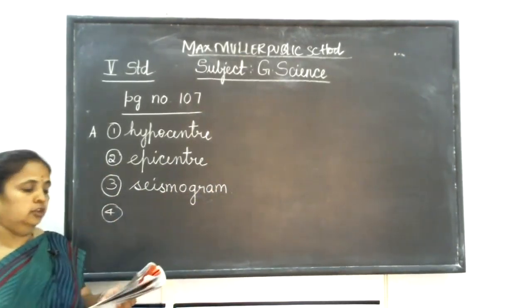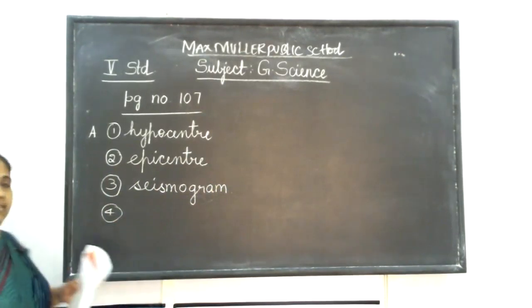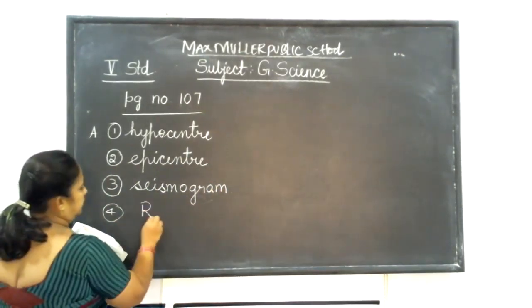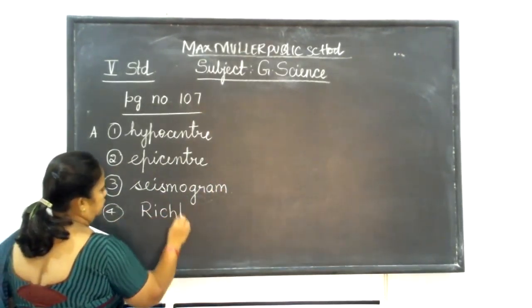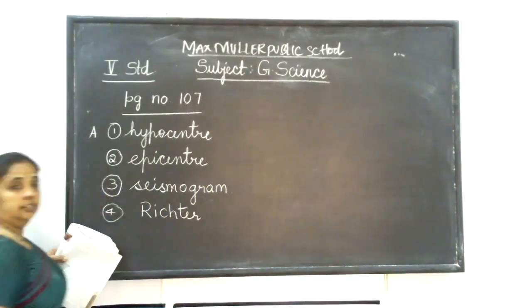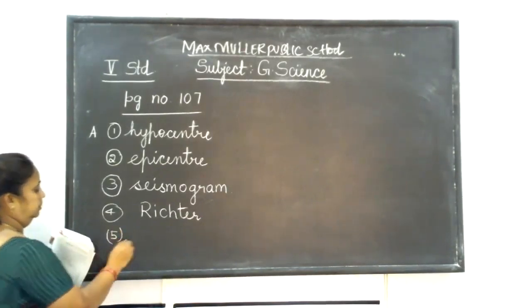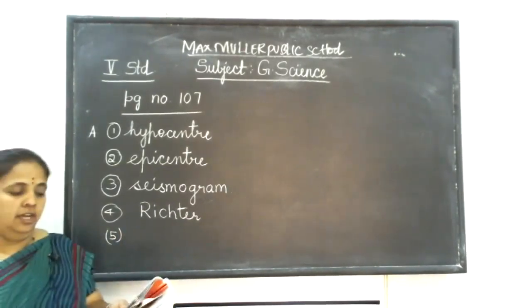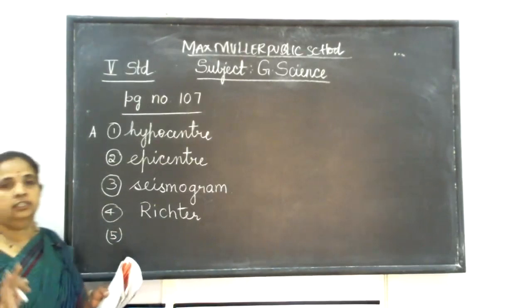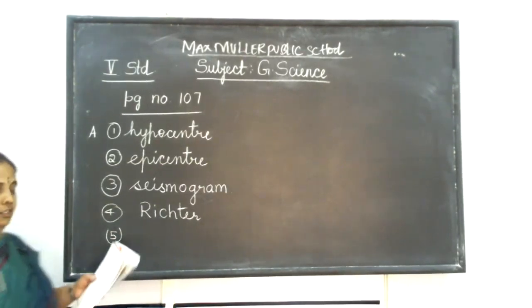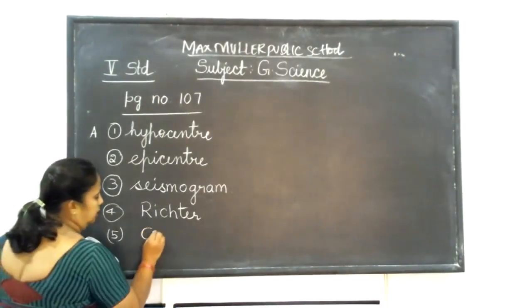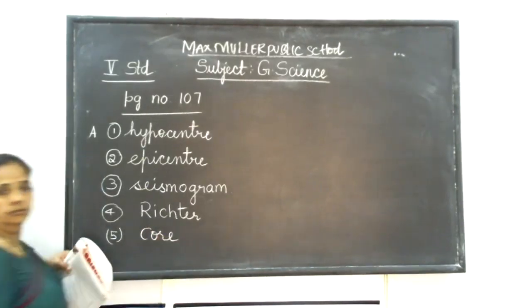Fourth, the strength of an earthquake is measured by a large scale. Richter scale. Last one: the innermost layer of the earth is called. I know that earth has 3 layers: core, crust, and mantle. The innermost layer is called core.